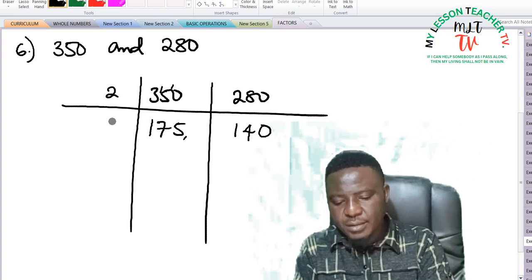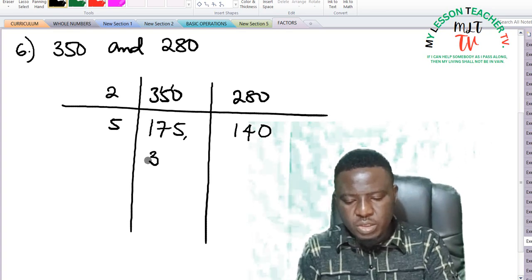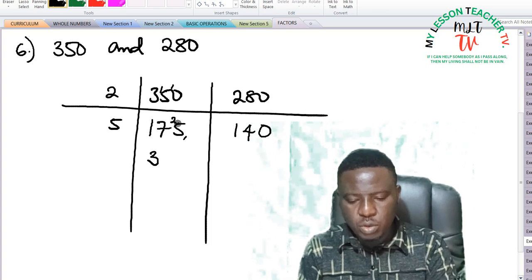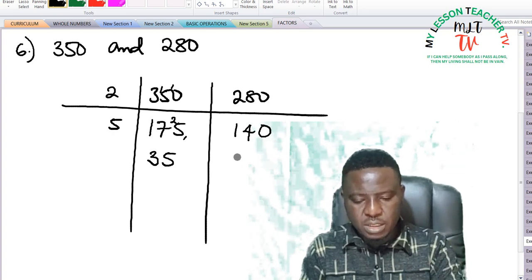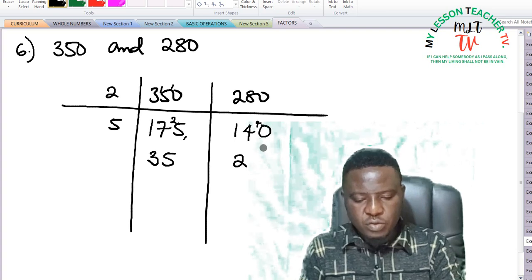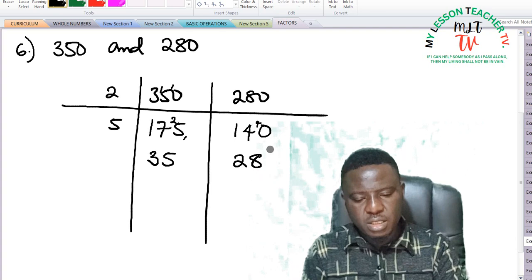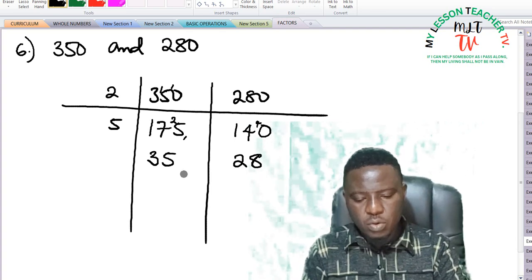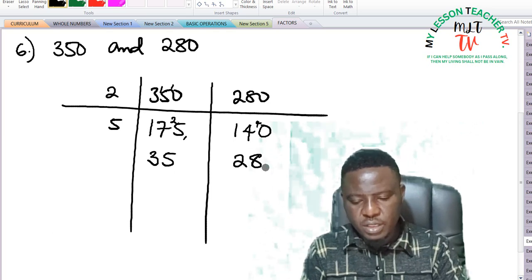So 5 can divide. 5 into 17 is 3 times remainder 2. 5 into 25 is 5 times. And 5 into 14 is 2 times, remainder 4. 5 into 40 is 8. 5 can no longer go because this is not a multiple. This is not 0 or 5.